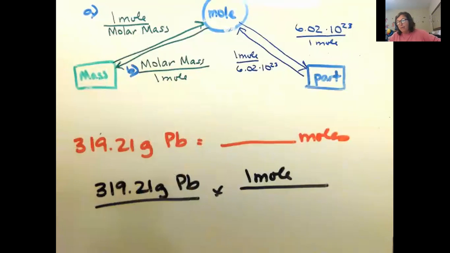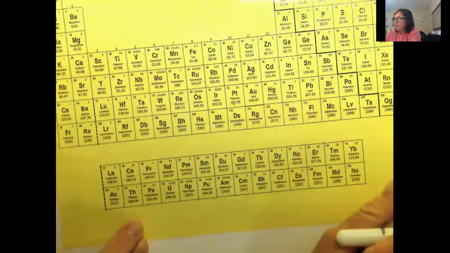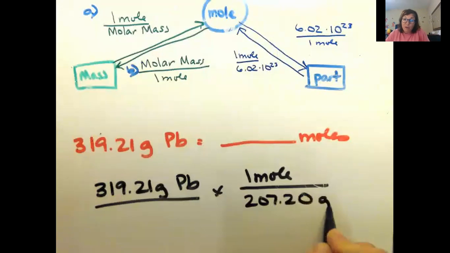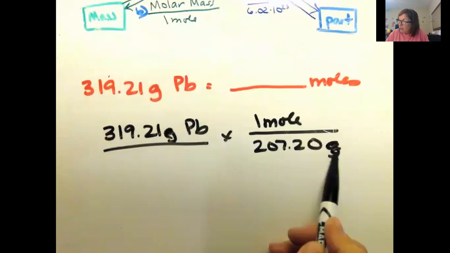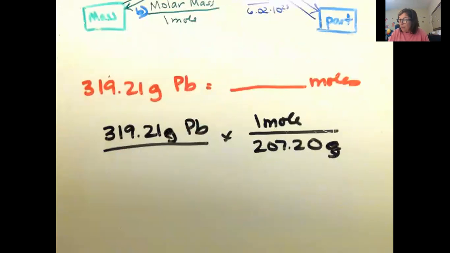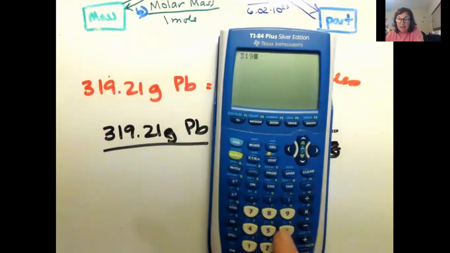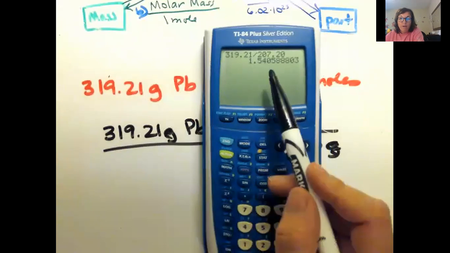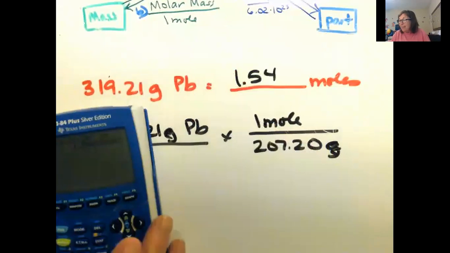So I have to look lead up. I go over here, 207.20. So I write down 207.20 grams. I don't have to do anything else. It's a single element, so that's okay. My grams cancel out. And now I divide 319.21 by 207.20. And I get 1.54. So my answer is going to be 1.54 moles.